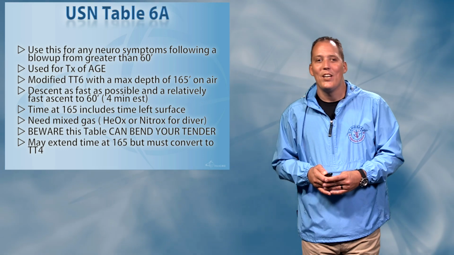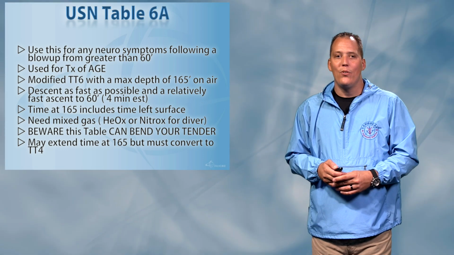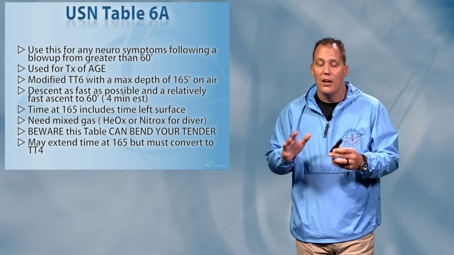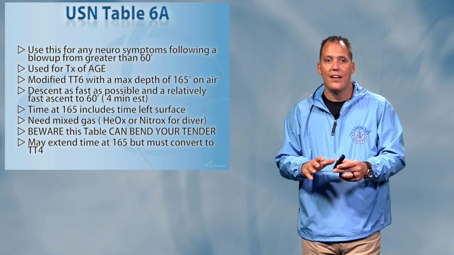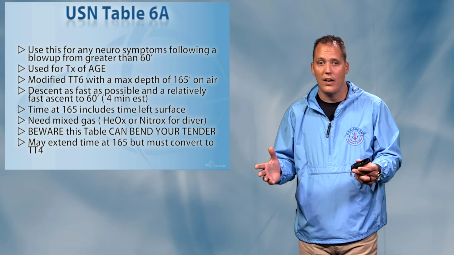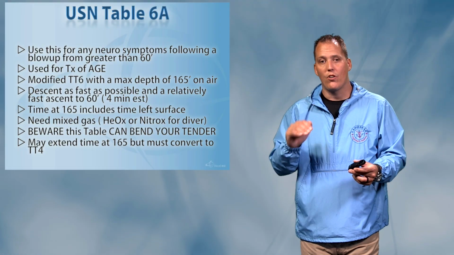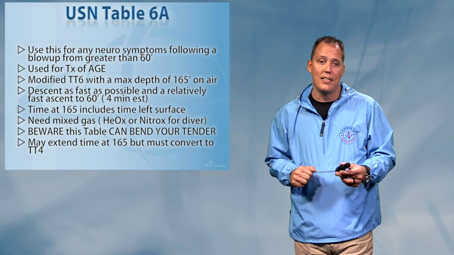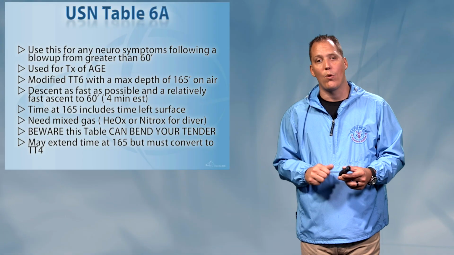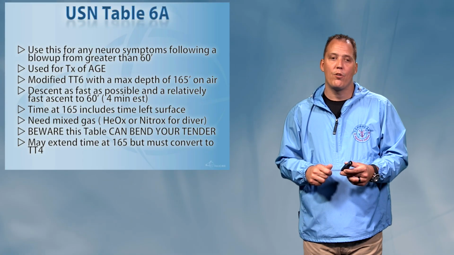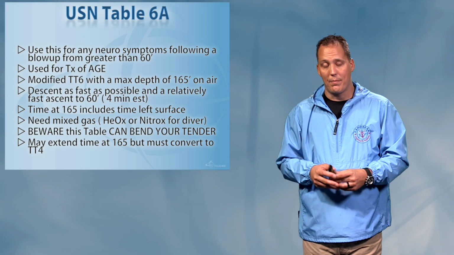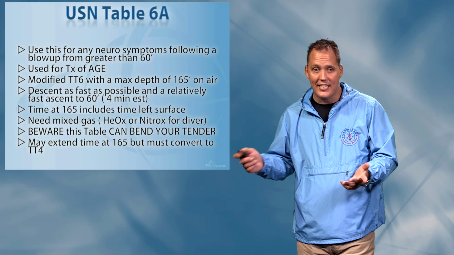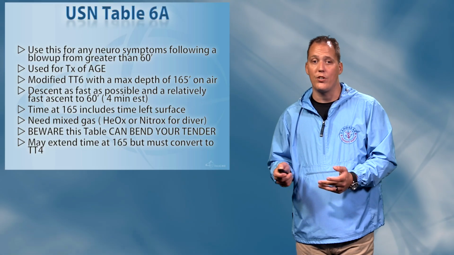All right, so again, U.S. Navy Table 6A. This is going to be used for any neurosymptoms following a blowup greater than 60 feet. It is the treatment modality for arterial gas embolism. Again, it is a modified Navy Table 6, where you start at 165, you crush those bubbles, and then you move up. And again, remember, this can bend your tender. We talked about this in our last lecture as well. It's extremely important. It's a very high degree of danger. But it can be done safely, of course, but it definitely holds a higher risk to your tenders as well. And of course, you may have to extend it. You have a treatment table 4, which can be up to 40 hours long, as you guys have learned.